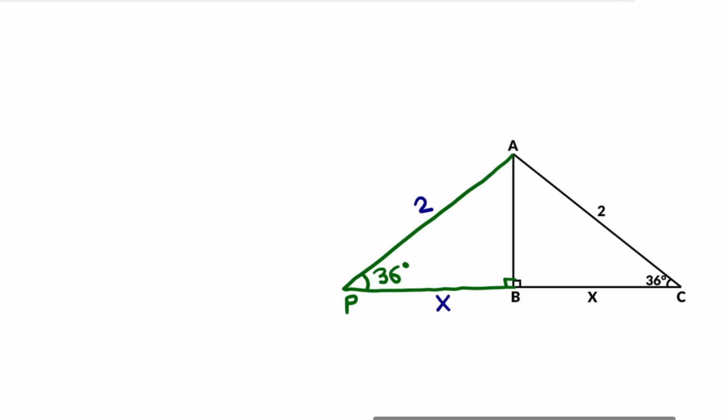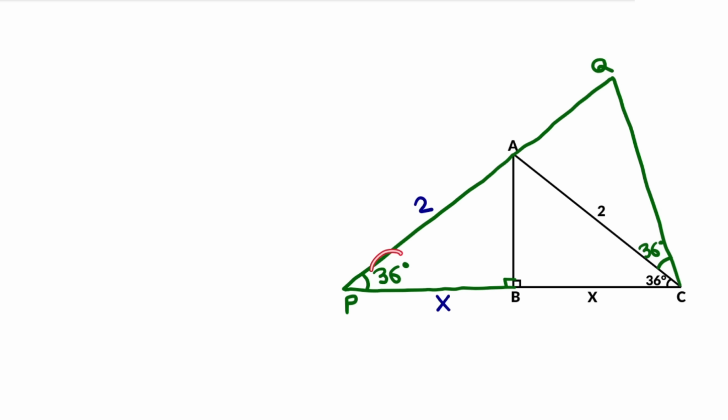Keep that in mind. Now comes the next construction. Extend the line PA upward to a new point Q. Then connect C to Q. Choose point Q carefully so that angle ACQ is 36 degrees. Now let's examine the giant triangle, PCQ.